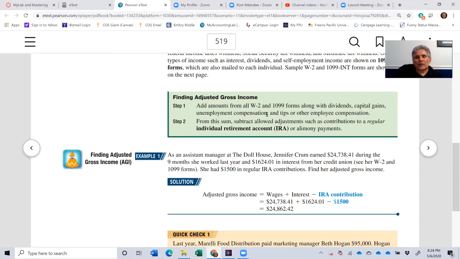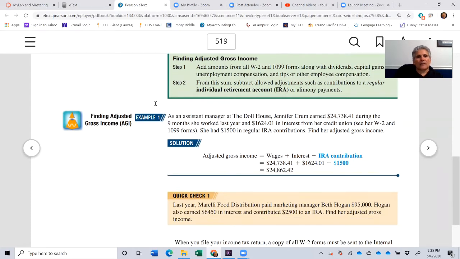You're going to take all those amounts of income, and then there are some allowed adjustments. The example here is individual retirement accounts, IRAs, are adjusted out, and or alimony payments. So those are 2. There are many more, but this isn't a tax class. We're going to limit it to those 2 and to at least allow you to get the chance to compute what the AGI is.